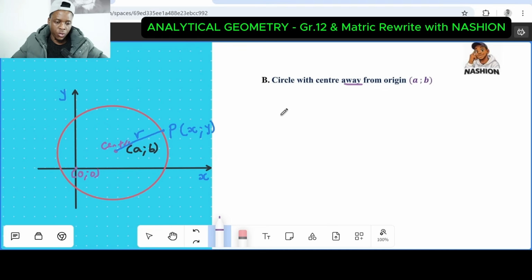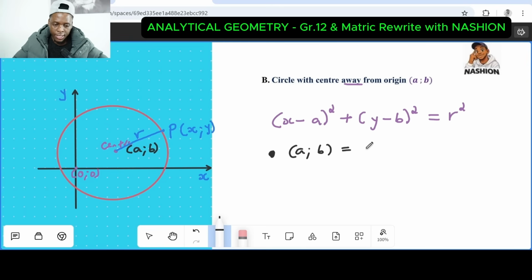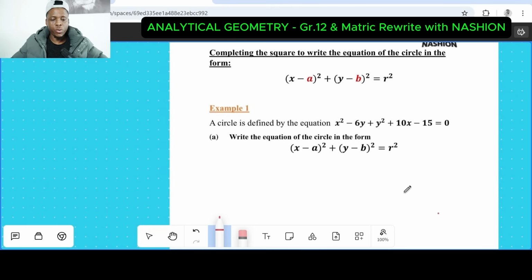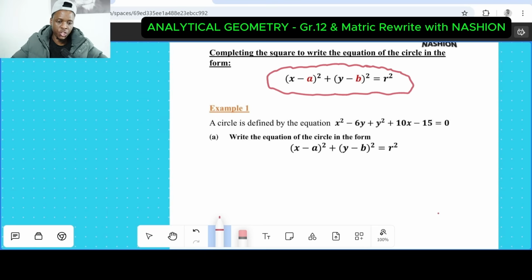The equation is going to be, in brackets, x minus a, all squared, plus, in brackets, y minus b, all squared, is equal to r squared. So in this case, a and b represent the coordinates of the center, and r is still the radius. In fact, we have some interesting questions based on this equation of a circle with center away from origin.